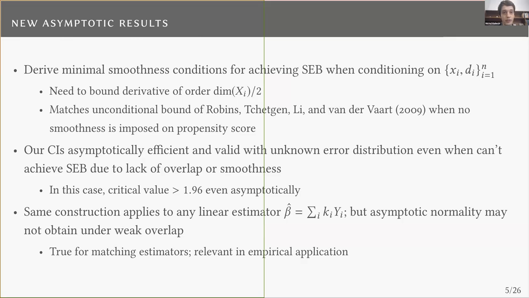it's going to be necessary for you to bound the derivative of order the dimension of covariates over 2. So say if you have 10 covariates, you're going to have to bound the derivative of order 5. That may not be so appealing an application, to impose bounds on the fifth derivative of the conditional mean function. In such cases, if you're not willing to do that, the semiparametric efficiency bound is not going to be attainable. And any estimator that you may want to come up with is going to have a bias that's not going to disappear asymptotically. And in such cases, our finite sample bias correction techniques are going to persist even in large samples.